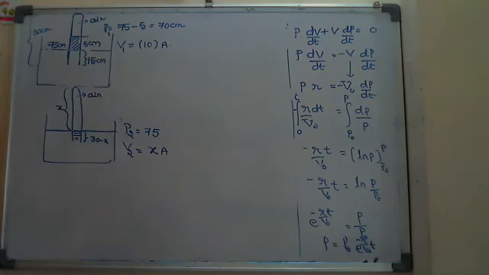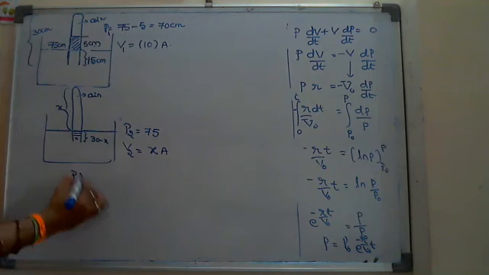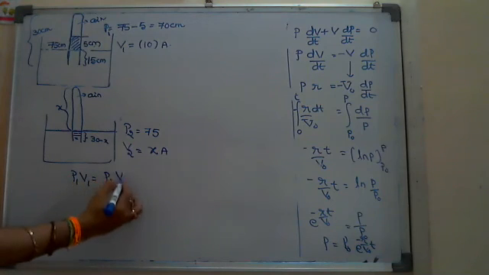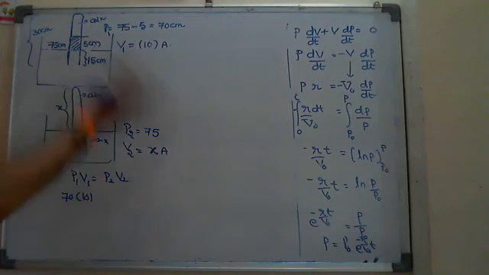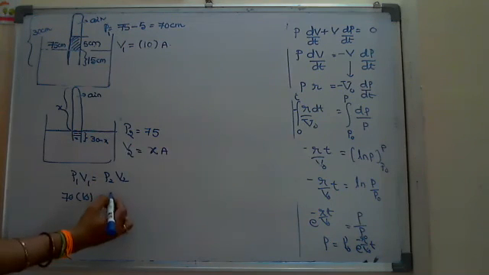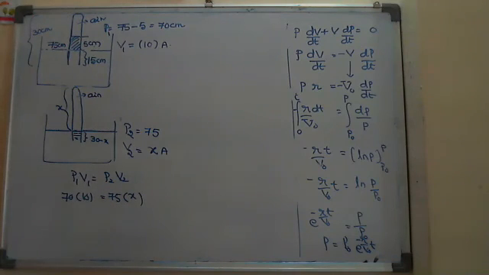Then I think you got the idea how to solve. Very simple. P1 V1 is equal to P2 V2. By that you will get the answer. Simply, 70 into 10 into area of cross section. No need to write on both sides, that A gets cancelled. It is equal to P2, 75, into V2, which is x after cancelling area of cross section. By that you can find out x.